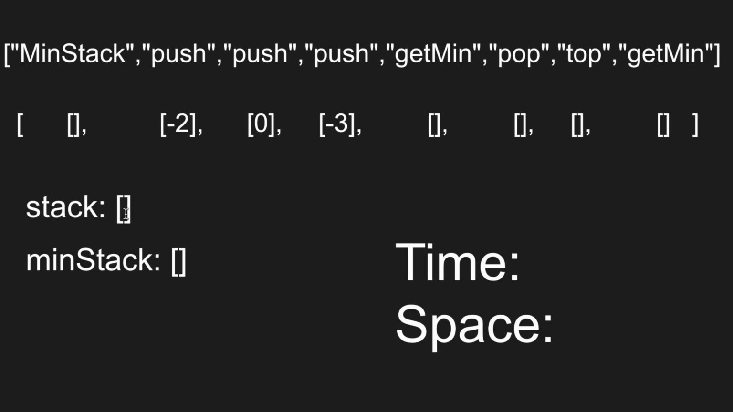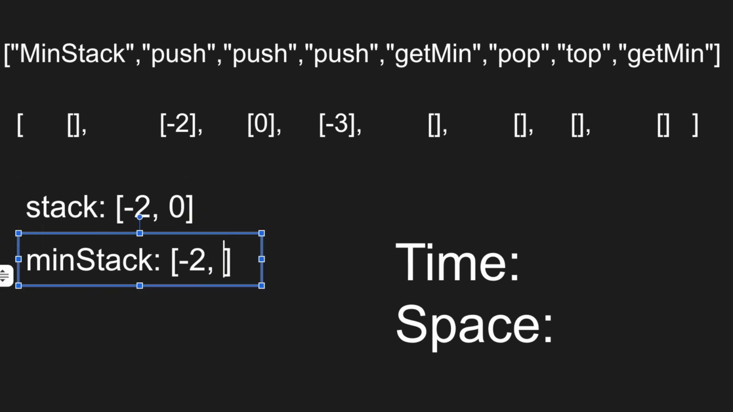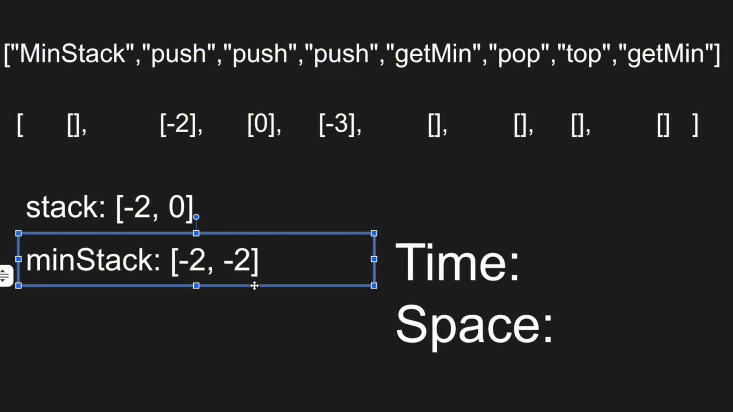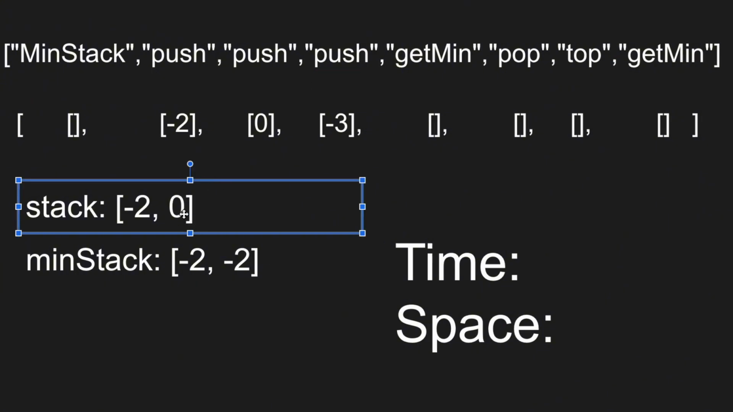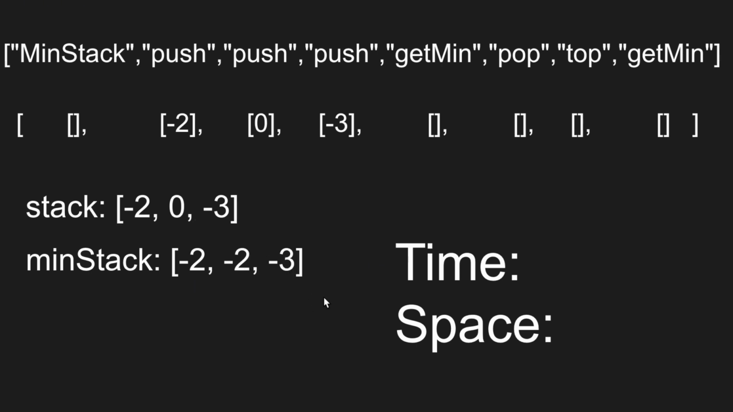In the beginning, -2 will be pushed to both because it's the first element. So -2 and -2. Now the second one in the stack, 0 will be pushed, but in the min stack, it will still be -2 because we always push in the lesser of the two values. Now we push again, so we will push -3 in stack, and in min stack, we will also push -3, because it's the lesser between -2 and -3. So now we will get the minimum value. The first time, -3 will be returned.